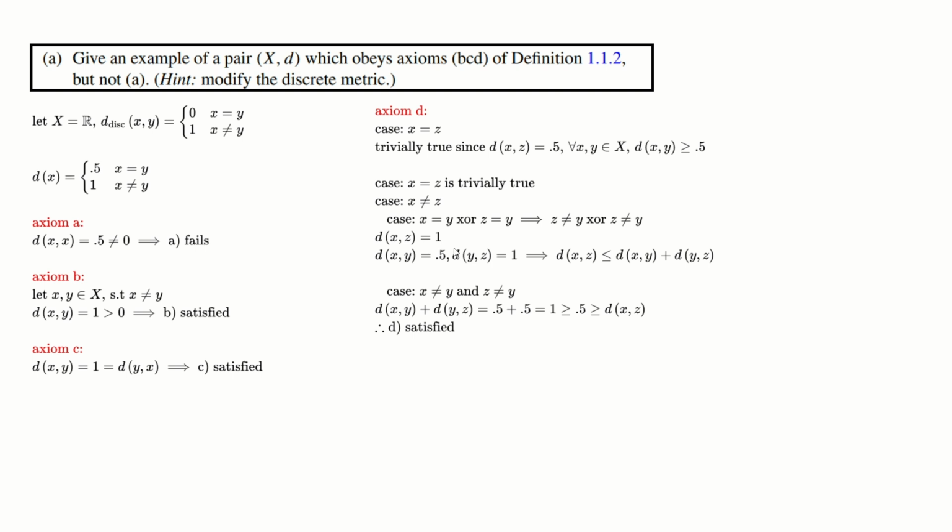You can apply this to all sorts of cases, right? So let's go to the case where X is not equal to Y and Z is not equal to Y, right? So this is just the equality case, which is just 0.5 plus 0.5, which is 1, which is less than or equal to 0.5. Therefore, D is satisfied.